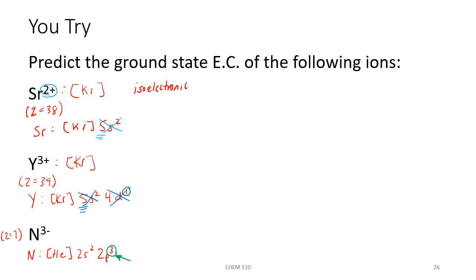So our configuration for nitride, N3-, is [He] 2s2 2p6. We added 3 electrons to that p subshell. And what is that the same as? That's the same as the noble gas neon. So nitride and neon are also isoelectronic, because they have the exact same electron configuration. Usually when an ion is forming, it's trying to attain noble gas configuration.